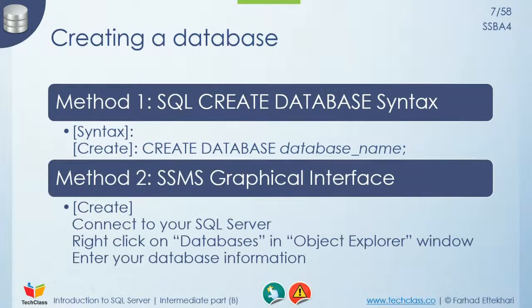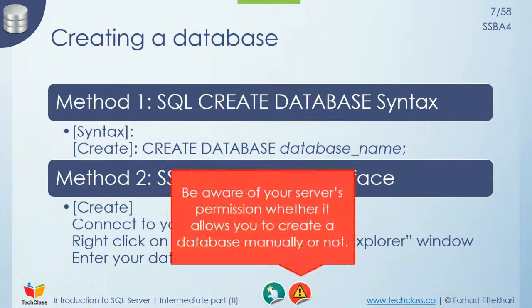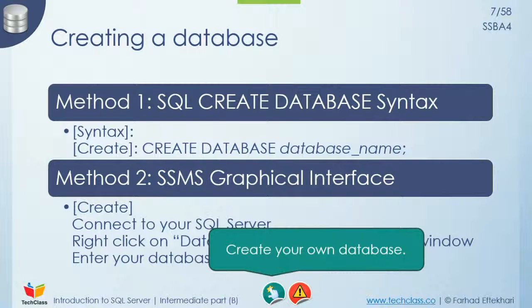To create a database, there are two different methods that you can use. First, by using the syntax here, you can write it and create your database. Or with a graphical interface, you can just right click on your server in the Object Explorer and select create or new, then enter the name of your database there and make sure the database is created. But sometimes some servers do not allow you to directly create your database, so you can try it yourself to see if it works or not.